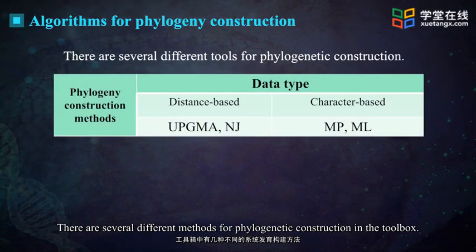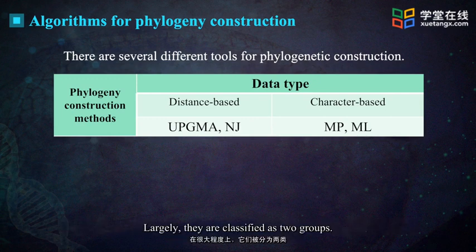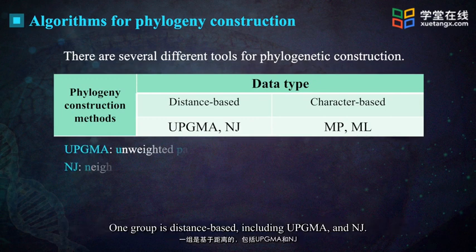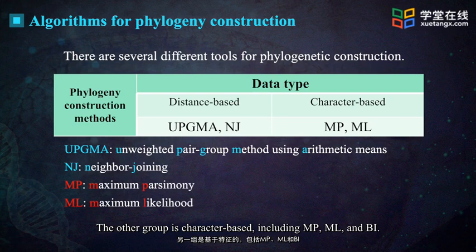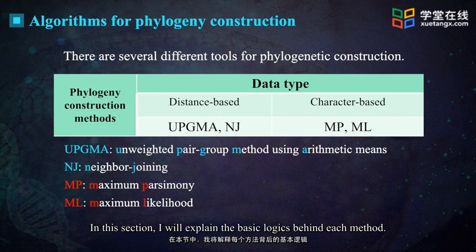There are several different methods for phylogenetic construction in the toolbox. Largely, they are classified as two groups. One group is distance-based, including UPGMA and NJ. The other group is character-based, including MP, ML, and BI. In this section, I will explain the basic logic behind each method.